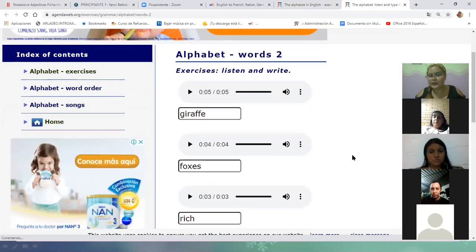Zulma, how do you spell giraffe? G-I-R-A-F-F-E. Very good. Oscar, how do you spell foxes? F. O-X. Foxes. F-O-X. E-S. E-F, sorry. Yeah, the plural. Okay, thank you.